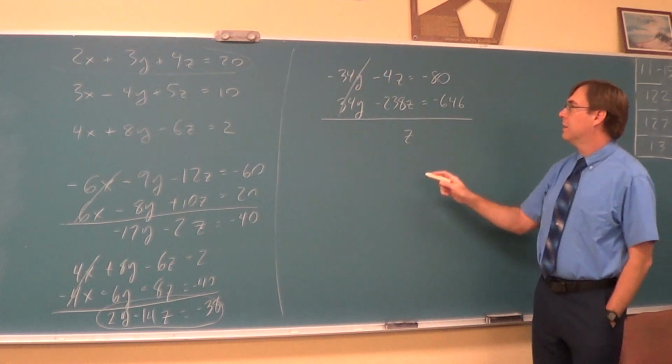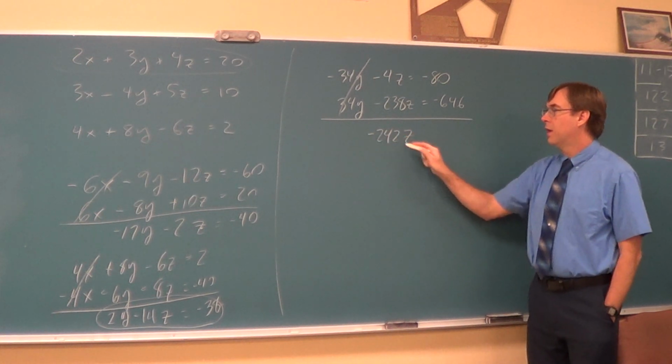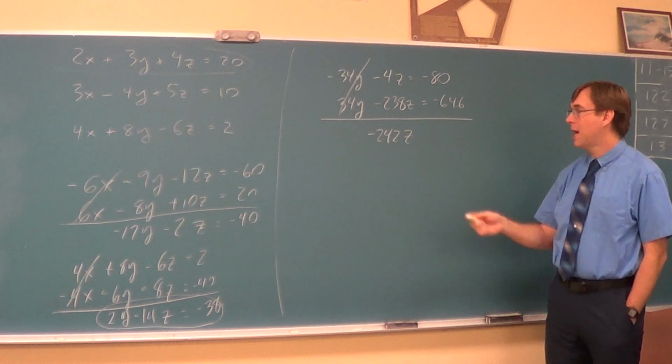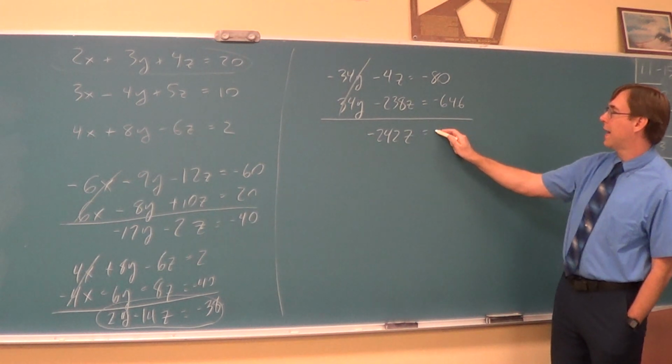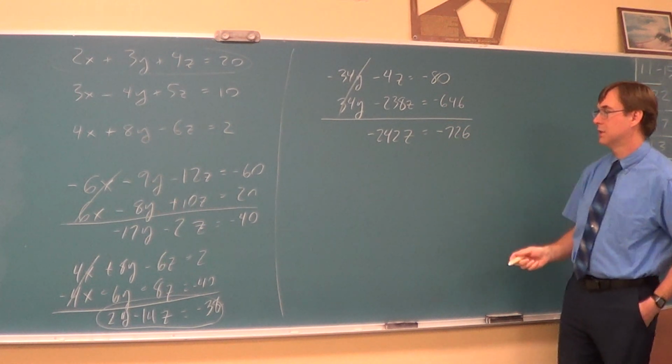Add those together, Z count. Negative 242. Don't let it freak you out if in the middle the numbers get big. Sometimes that happens. Over here we're getting negative 726.